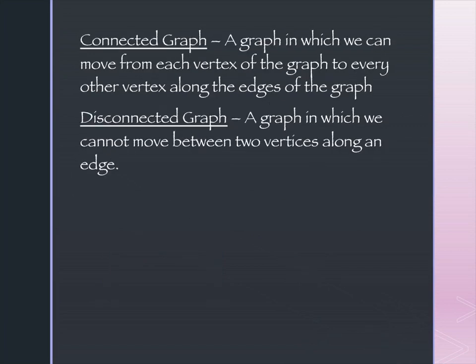All right, next one, a connected graph. A connected graph is a graph in which we can move from each vertex of the graph to every other vertex along the edges of the graph. So if you think about our analogy about our buildings and our sidewalks, this means you don't have to walk on the grass to get there. Right? There's actually a sidewalk that will take you there.